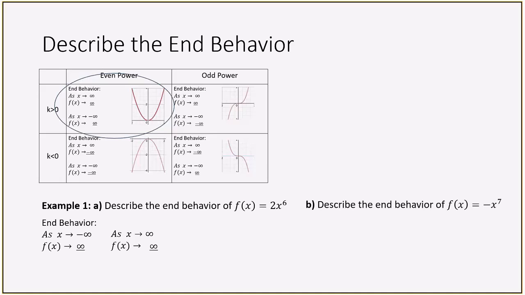Let's see this again. Now we have negative x to the 7th, and it looks like I don't have the leading coefficient, but in this case there is that invisible 1 in front of my x to the 7th. So I have an odd power. I have a negative leading coefficient, it's negative 1. And so I look at my chart, and the chart is the bottom right thing. So now my answer would be, as x goes to negative infinity, f of x goes to positive infinity. And as x goes to positive infinity, f of x goes to negative infinity.